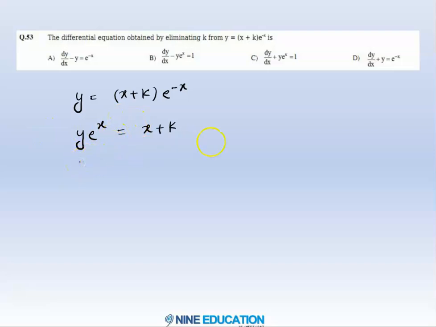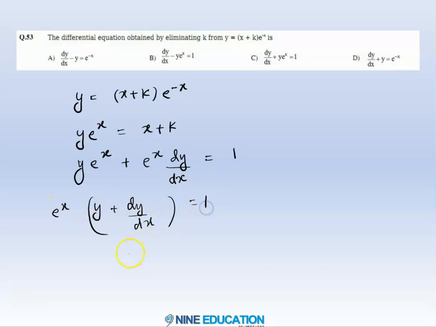Now we can differentiate both sides. Differentiation of the entire thing with respect to x, what we'll obtain is y e power x, differentiation is e power x, plus e power x as it is, and the differentiation of y will be dy by dx. The right side will be 1. So finally I can say that this is y plus dy by dx, with e power x taken as common.